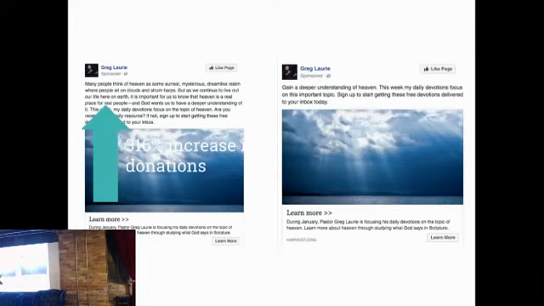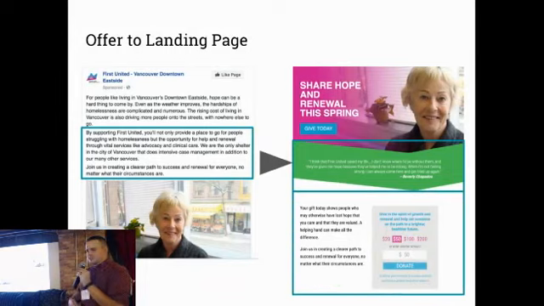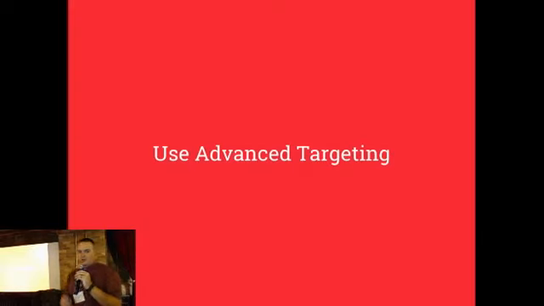So the overarching principle is don't trust your instinct because you're often wrong, and test it. So those are 2 things. Offer consistency, again, it's the same principle whether it's an email or an ad.